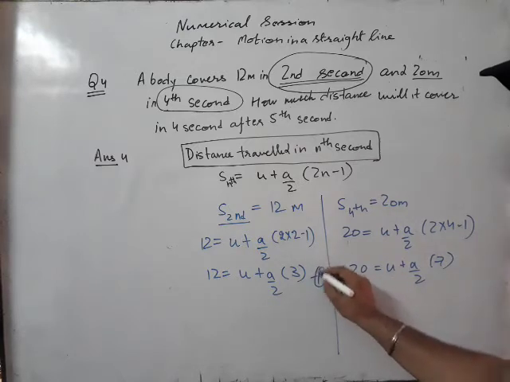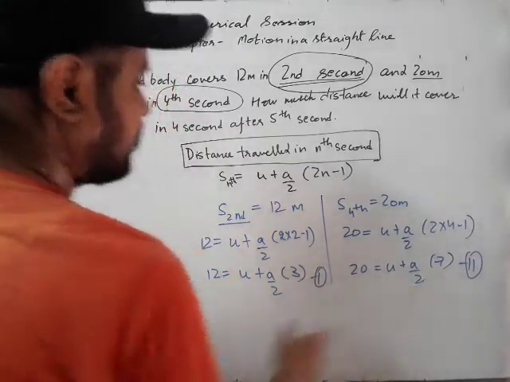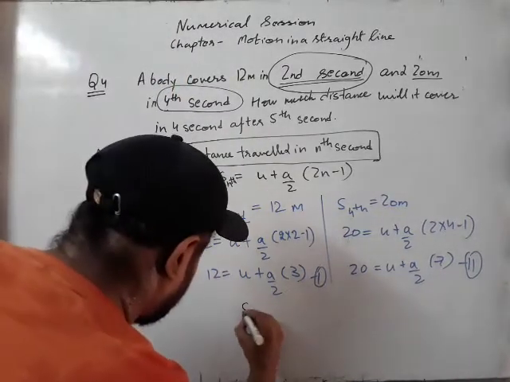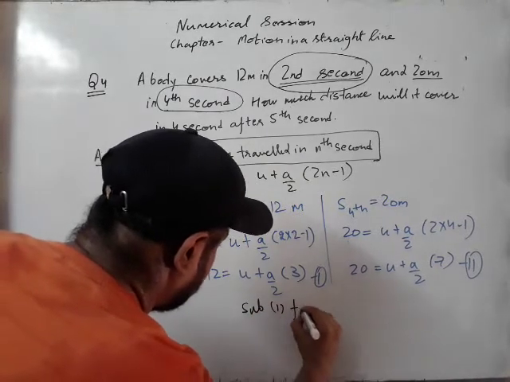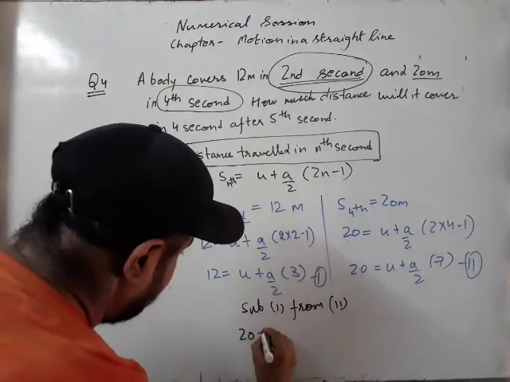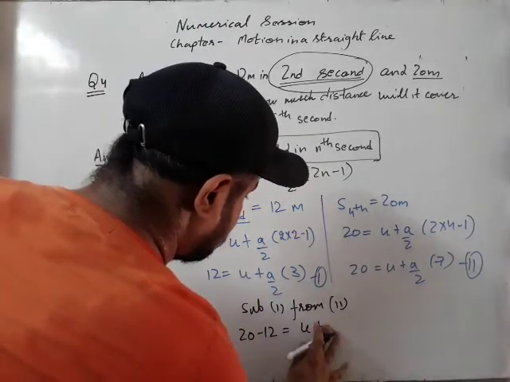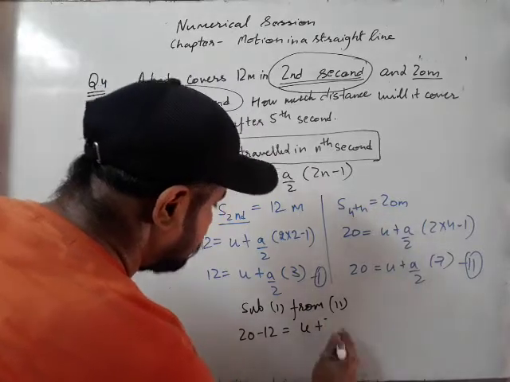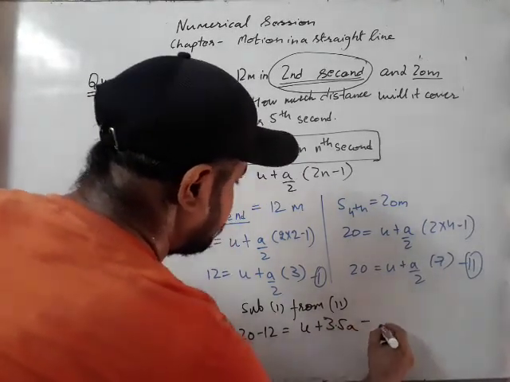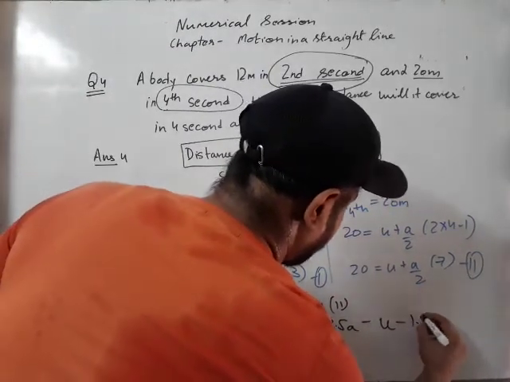Now we have been reduced to these two equations. Now we can easily find the values of u and a from here. What will we be doing? We will subtract the first equation from the second equation. So 20 minus 12 will be on the left side, and on the right side it will be u plus 7a by 2, and 7 by 2 is 3.5, so 3.5a, minus u, the minus sign will be here, and minus 3 by 2, that is 1.5a.